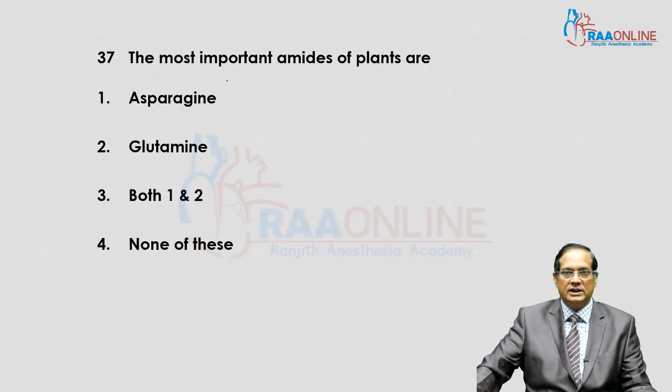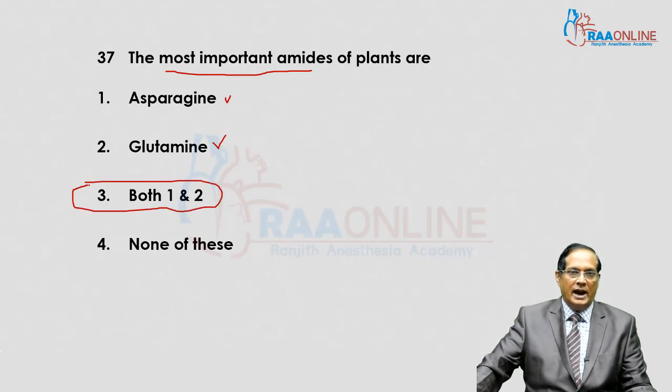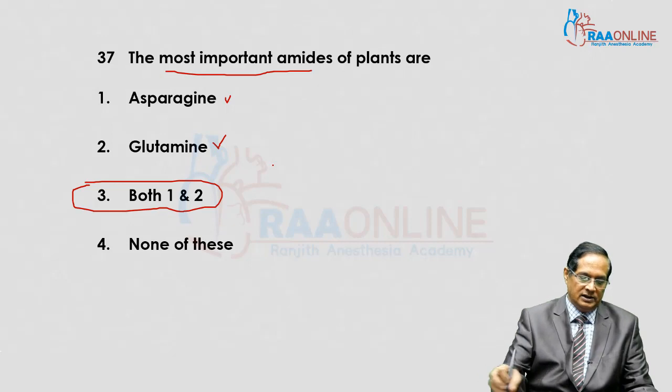Question number 37. Most important amides: one is asparagine and two is glutamine. That's why the answer is 1 and 2. Amides are more stable than amino acids.